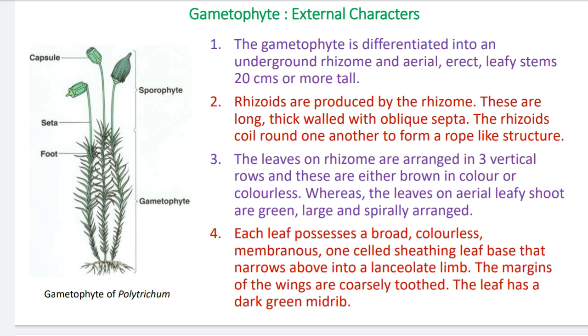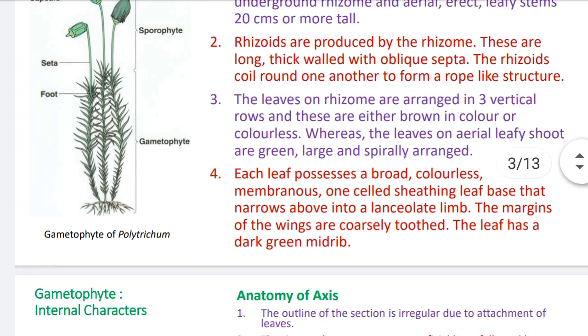The leaf has a dark green midrib at the center of the leaf. So this is the external appearance of the gametophytic plant body of Polytrichum.